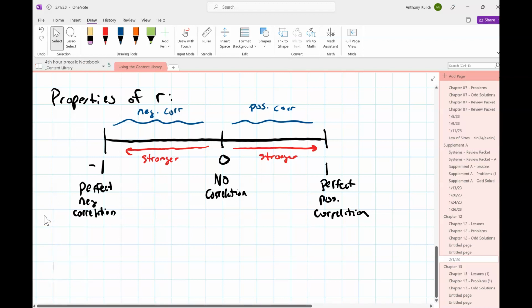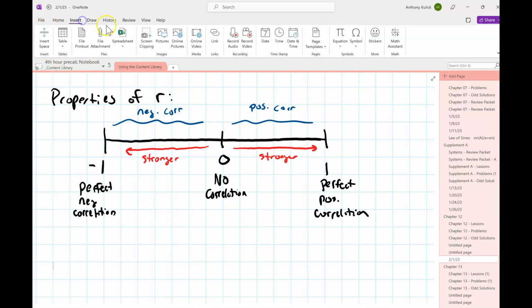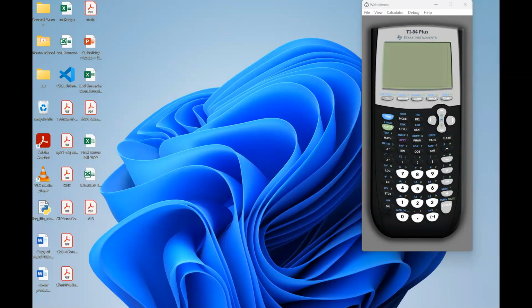So how are we going to calculate this correlation coefficient, right? We've talked about what it is, talked about what it means, how I can use that number to make an evaluation of my data set. How do I go about calculating it? We're not going to do it by hand. The calculator is going to do this work for us. So let's do an example here.